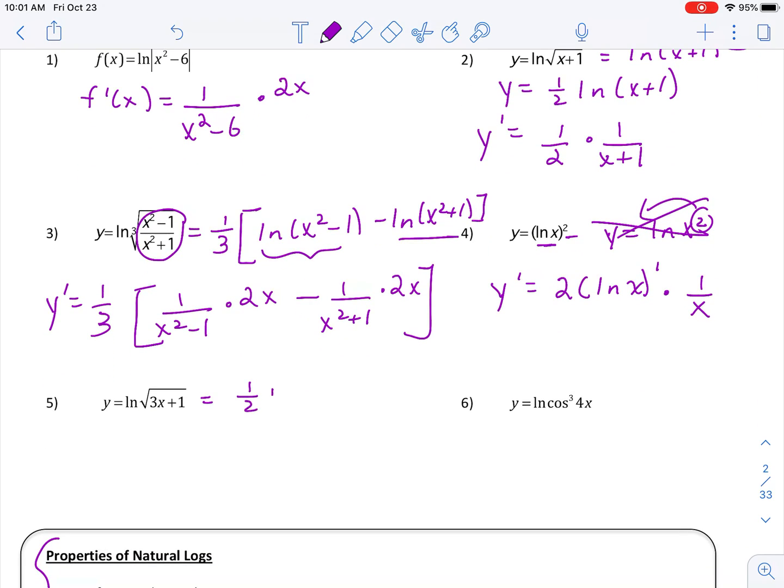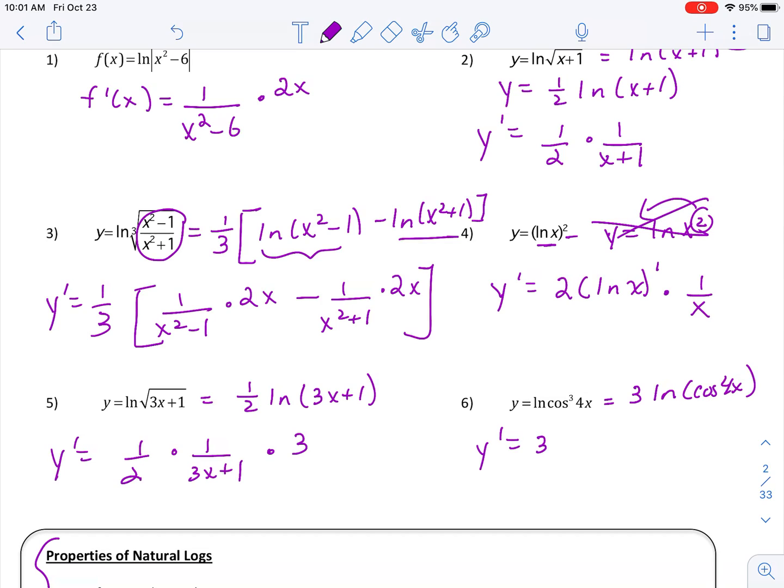I'm going to rewrite this by pulling that 1/2, the exponent, to the front. So derivative is 1/2 times 1 over 3x plus 1, chain rule, times 3. This is the same as bringing that 3 to the front. Derivative is, leave the 3. Derivative of natural log of cosine 4x is 1 over cosine of 4x. But notice there's 2 layers here. So the chain rule says you need the derivative of the cosine, which is sine, and then you need the derivative of the angle, which is 4.